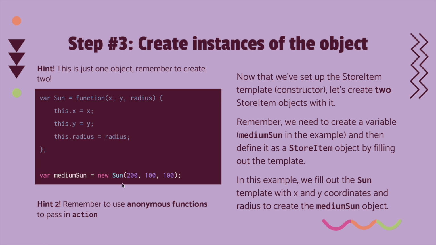You want 2 of them, one for cookies per click, one for cookies per second. And remember to use anonymous functions to pass an action. As a reminder, we're trying to make one store item that increases cookies per click and one that increases cookies per second. So go ahead, pause the video, work on this, and resume the video when you are done.